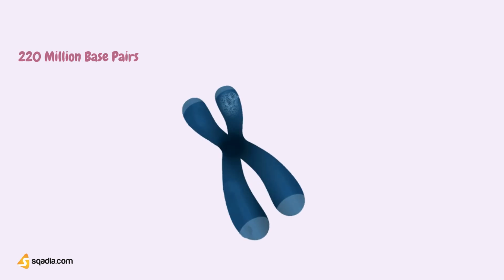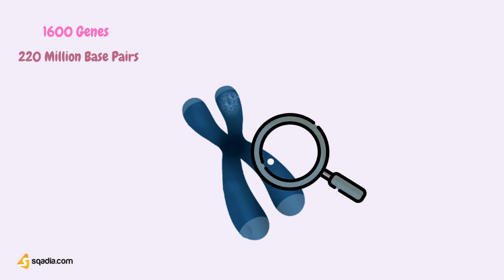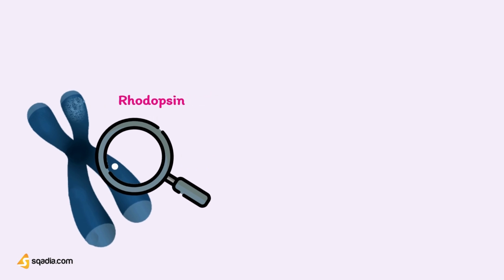Human chromosome 3 consists of approximately 220 million base pairs and carries about 1,600 genes. Somewhere on the long arm of the chromosome resides the gene for rhodopsin. It is a light-sensitive protein, active in the rod cells of our retinas. The rhodopsin gene determines perception of low-intensity light.